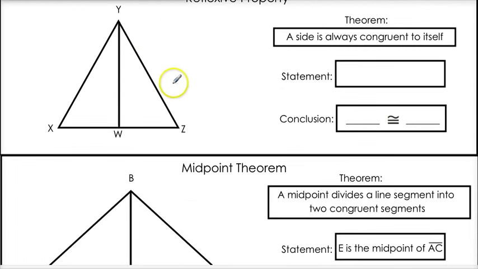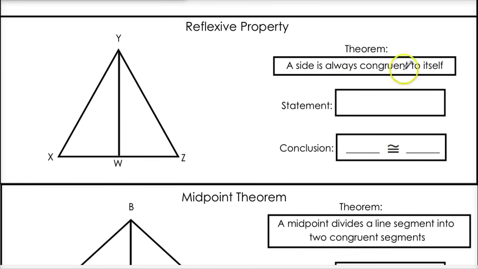Two is the reflexive property. The reflexive property is this: a side is always congruent to itself. Pretty straightforward. Let me show you how we'd use this. So we have two triangles here. We have this triangle right here, and we have this triangle right here. Now they share a side in the middle, right here. They share this side, YW. Since they share that side, it's congruent for both triangles, because the side of this triangle is the same for both of them. They are the same.